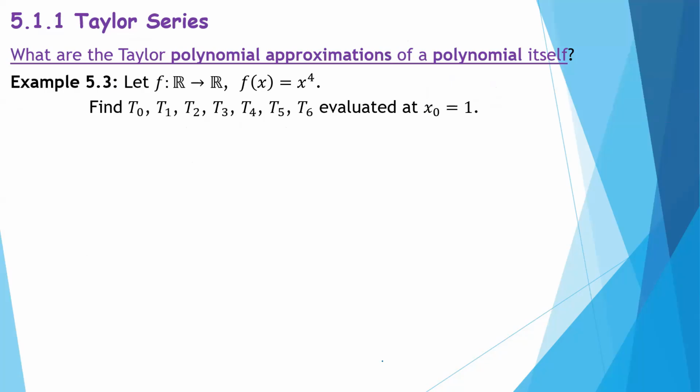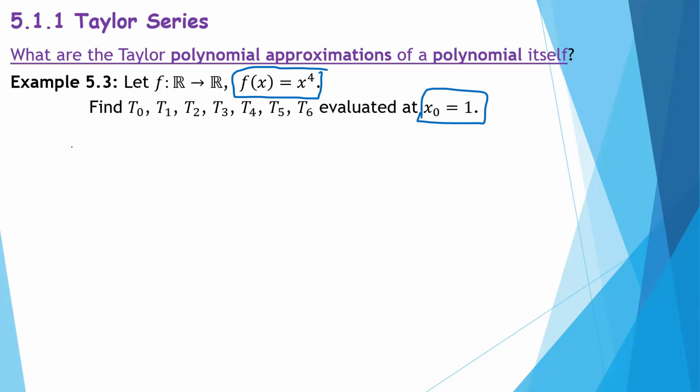So question: if our function is already a polynomial, what is the Taylor polynomial approximation of a polynomial itself? This is just to understand, because if it's a polynomial, it's easy, so no need to calculate its Taylor polynomial. But just to give you an insight about this function. So he's asking for the Taylor polynomial approximation of f in the neighborhood of x0 equals 1.